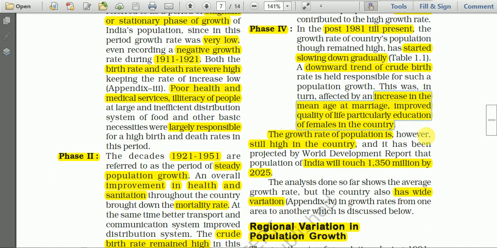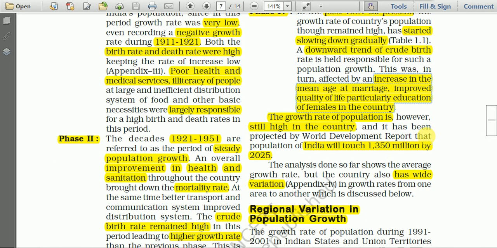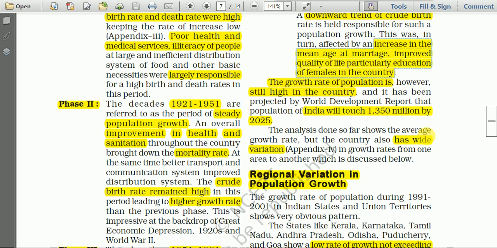And so these are the 4 phases of India's population growth. And you may compare it with the demographic transition model also, as we compared earlier.